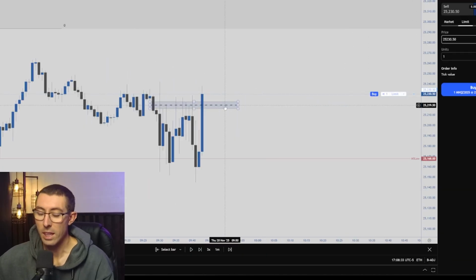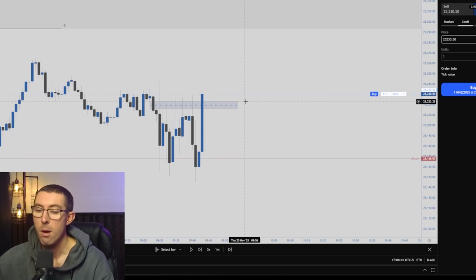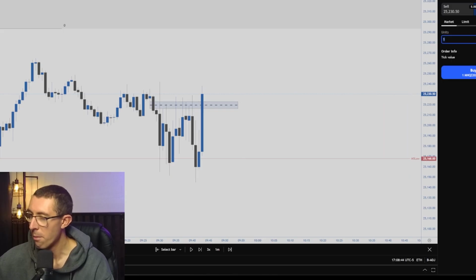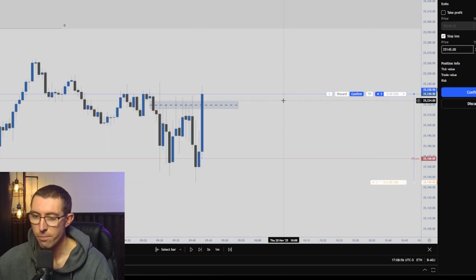We can either do a limit buy here or a market buy. We're going to do a market buy in this example, but for a limit buy, you would put it at the top of this inverse fair value gap. But for right now, let's just do a market buy. And for me, when I'm trading my funded accounts, I trade 3 MNQ and the stop loss will go to the bottom of this manipulation. So we're in, stop loss goes to the bottom of this manipulation, confirm.